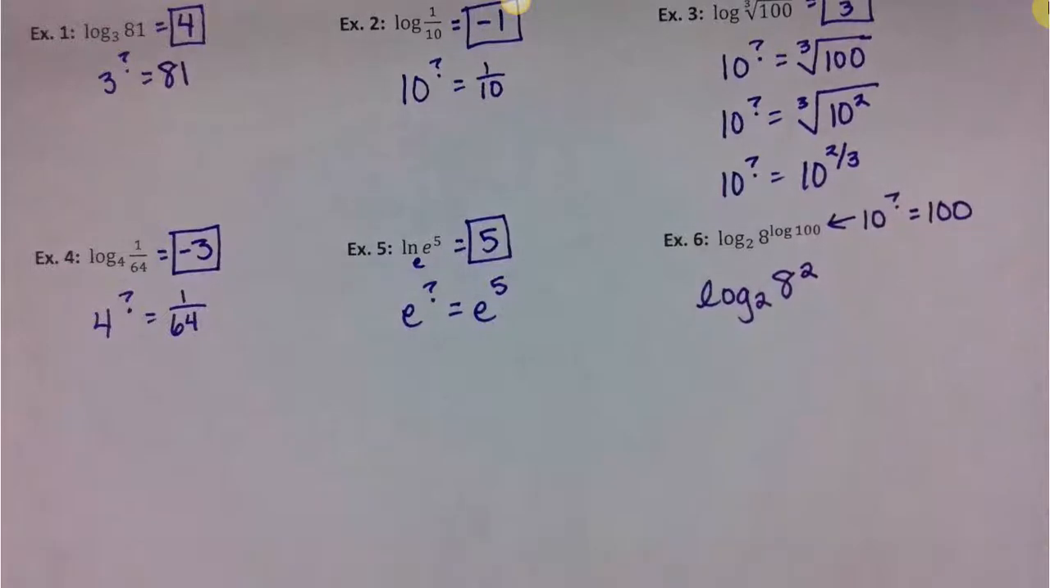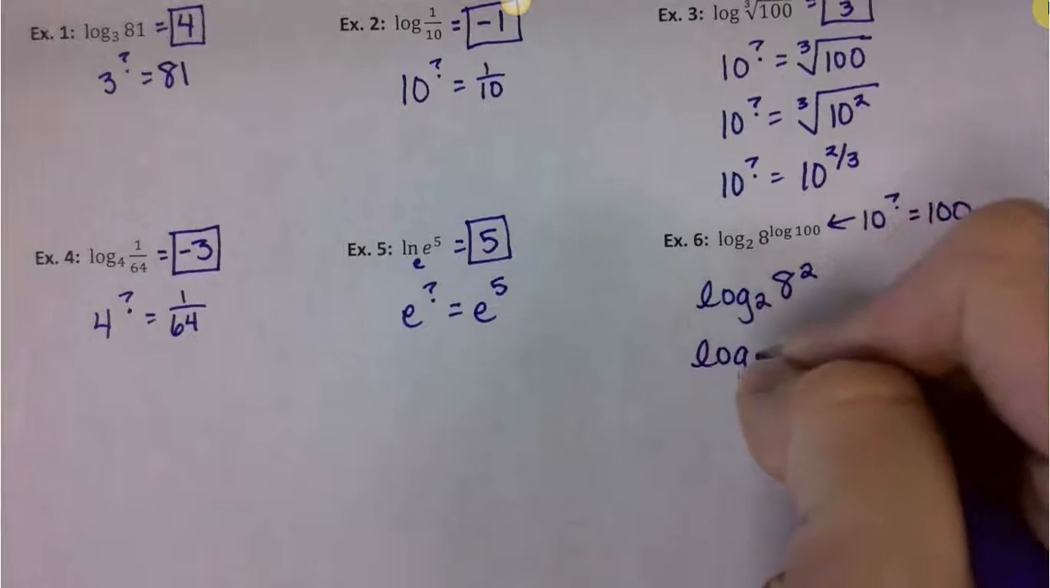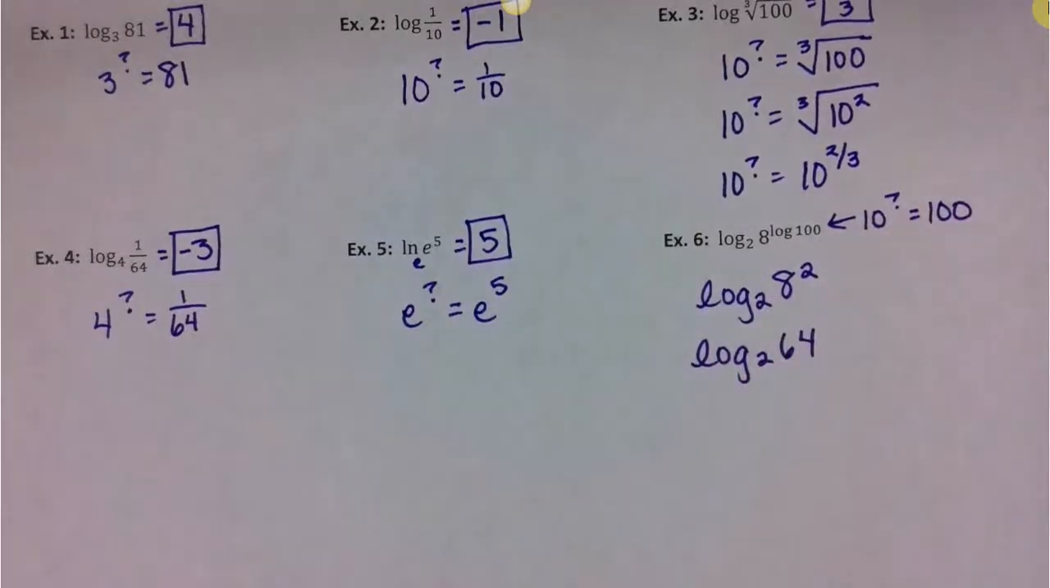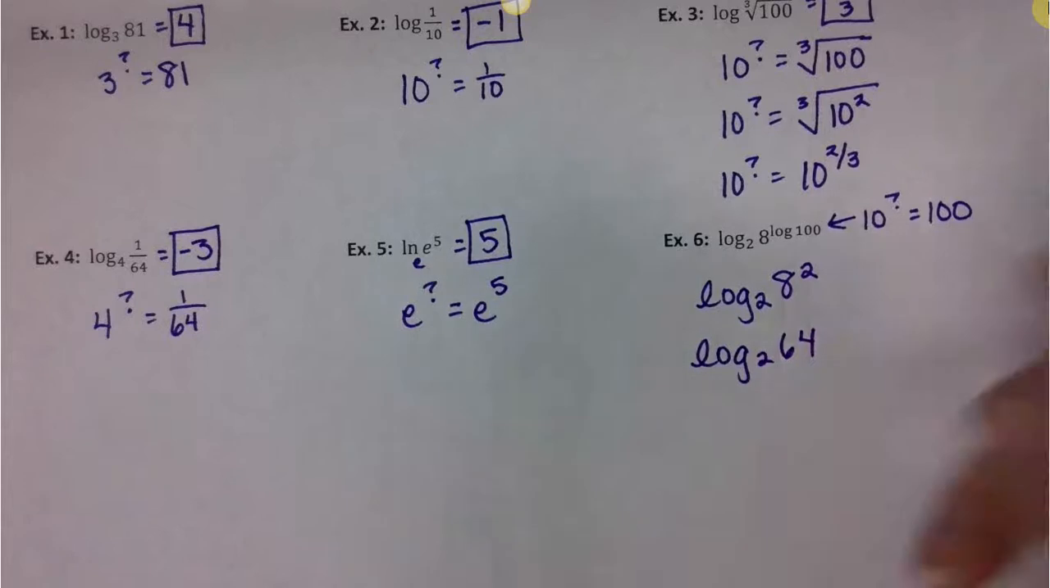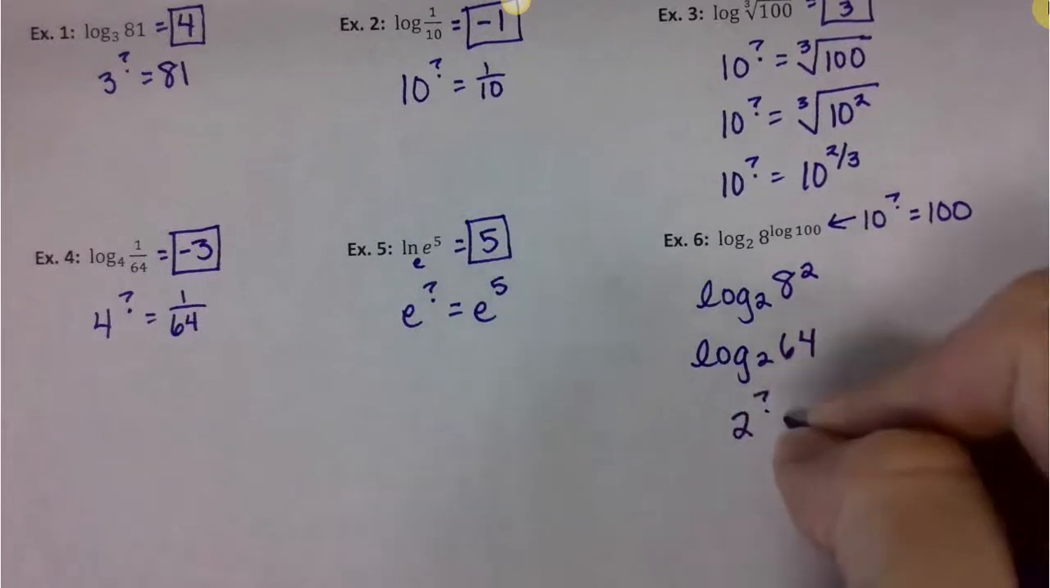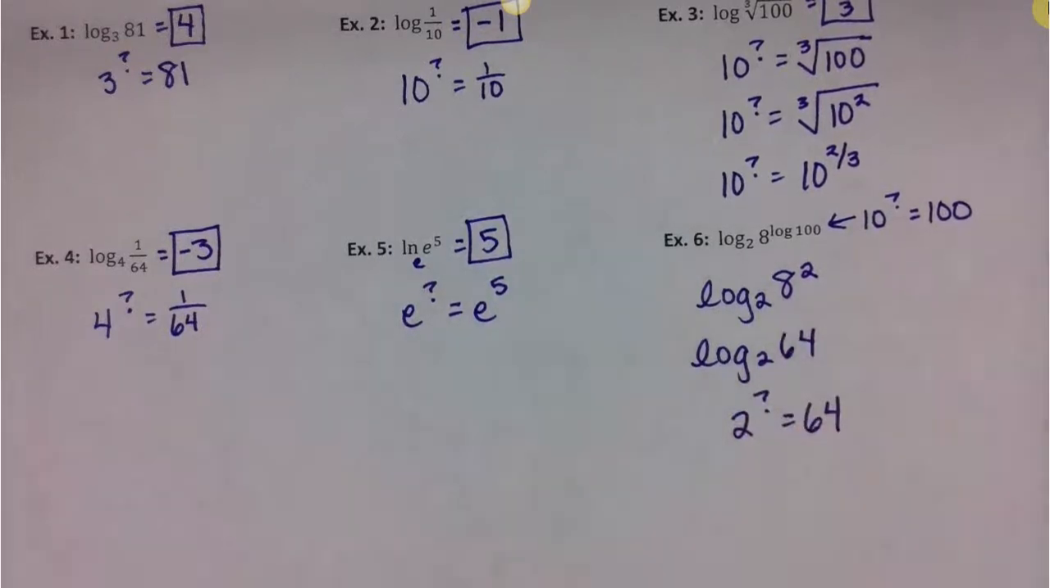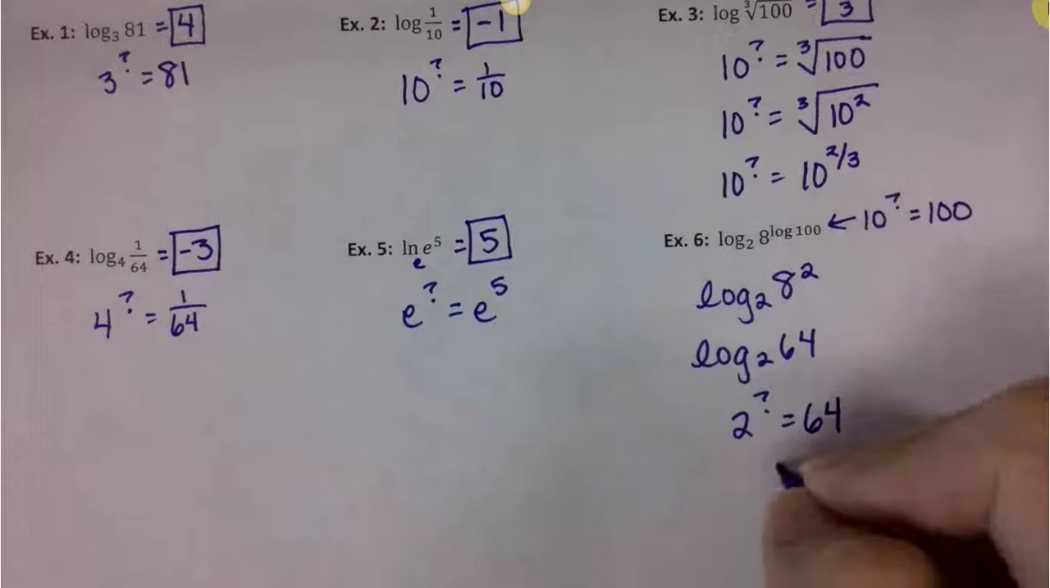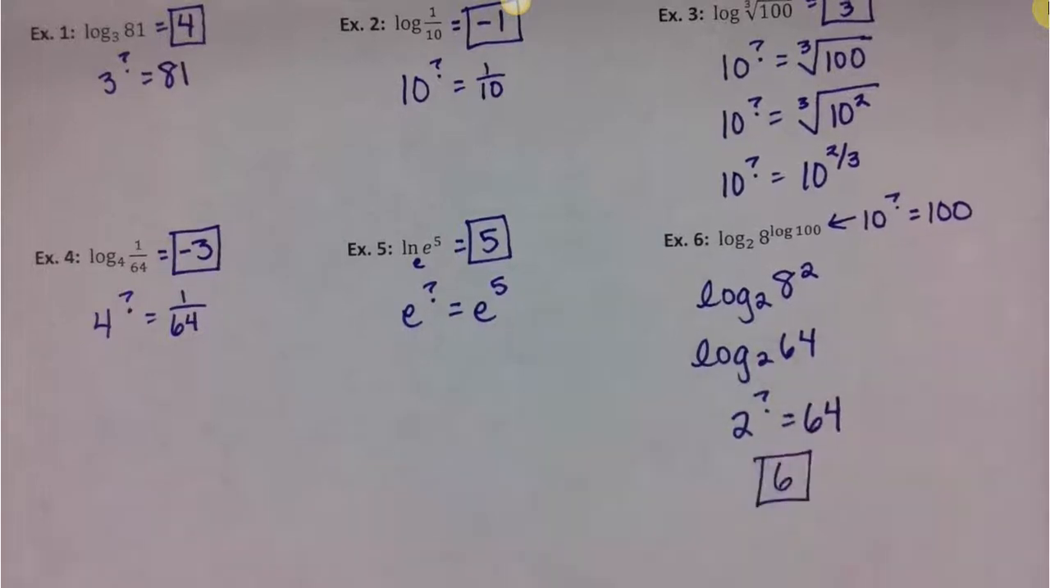So all of this is the same as the log base 2 of 8 squared. And then 8 squared is 64. So now to evaluate the log base 2 of 64, we're asking ourselves: 2 raised to what exponent gives us 64? And that would be the 6th power. So all of this is equal to 6.